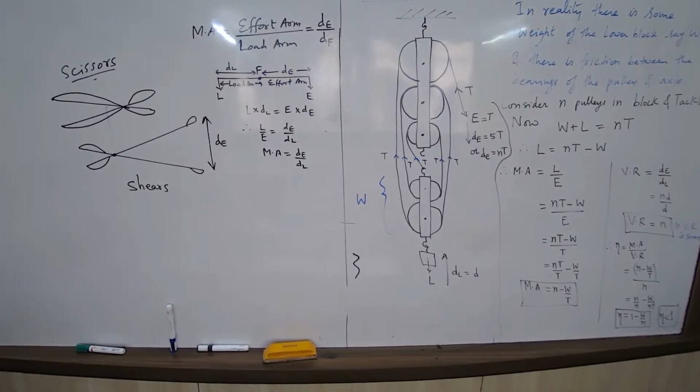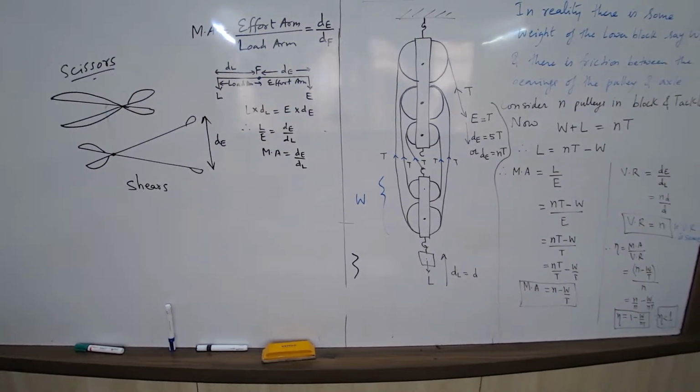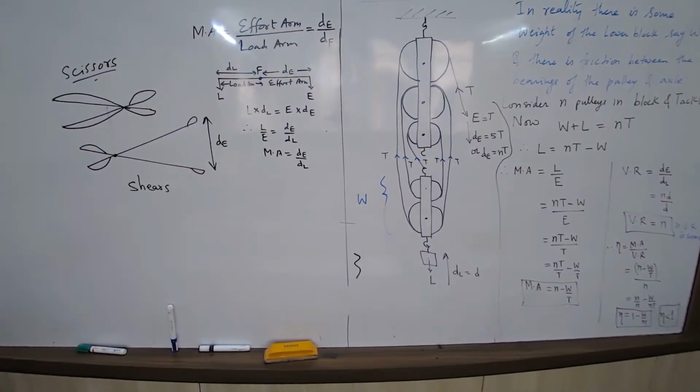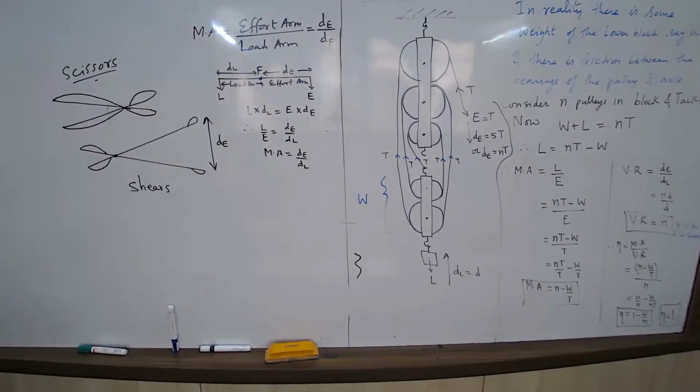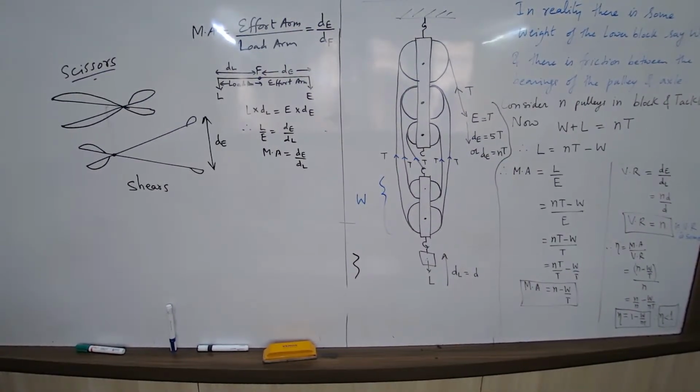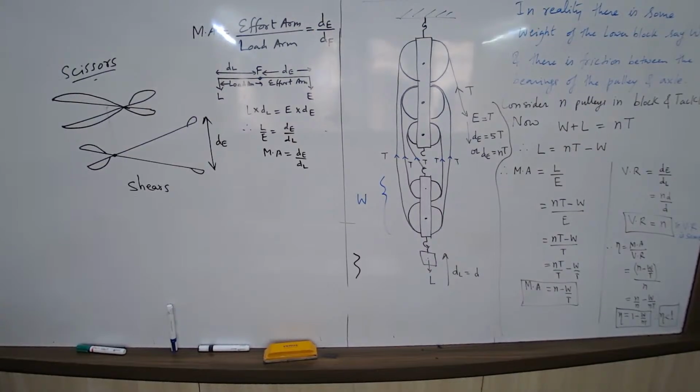How can you derive? By starting with eta is equal to W out upon W in. W out, output, is load into displacement of load, upon effort into displacement of effort. So then you get L by E, and then you get 1 upon DE by DL. So you get MA by VR. And define the terms mechanical advantage, velocity ratio, efficiency. All three of you have already done it. Got it? How to do question 6?